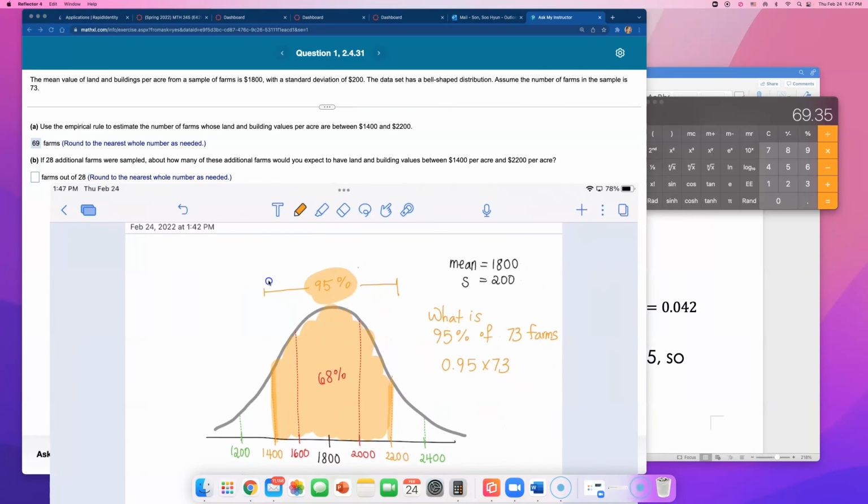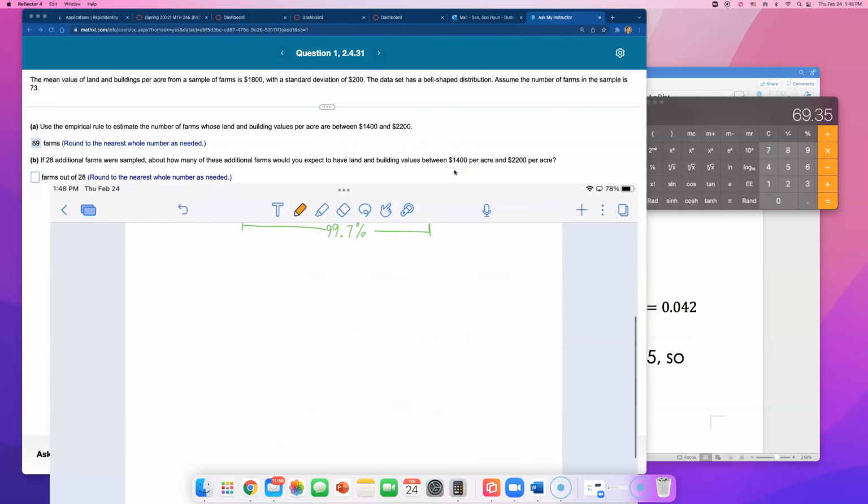If 28 additional farms were sampled, about how many of these additional farms would you expect to have land and building values in between 1400 and 2200? So still, it's gonna be 95% of that number, right? Because they didn't change the bound. So I'll just go ahead and do the second question: 95% of the additional number of farms, 28 farms.